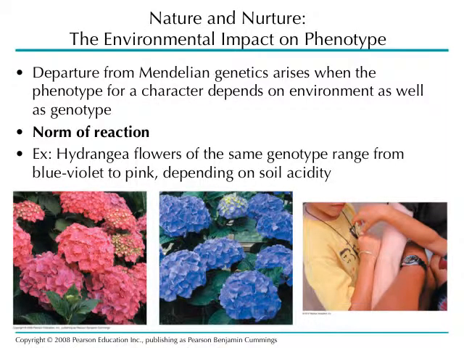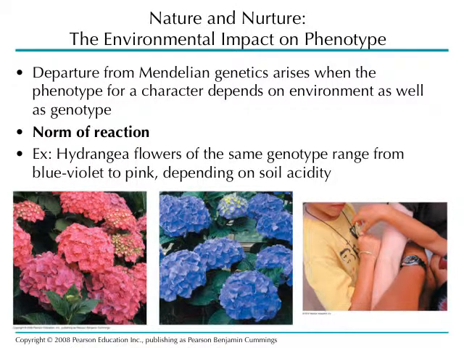There are also many phenotypes that are impacted by the environment. One of the classic examples is hydrangeas. Hydrangeas come in shades of color, pink and blue, or blue-purple. This could be the same plant, but if you put it into different soil acidity, it turns red or blue. We call that the norm of reaction. So the same genotype can go all the way from a red phenotype to a blue phenotype, and that range is the norm of reaction.